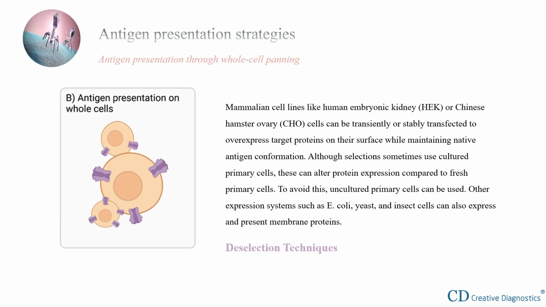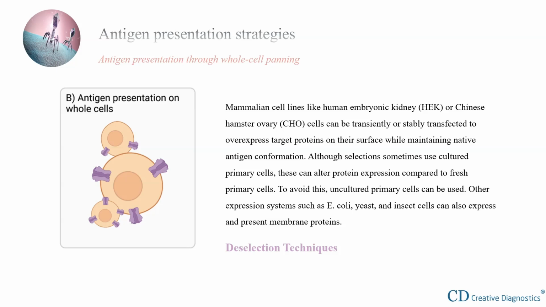Membrane proteins typically contain hydrophobic transmembrane regions and may be part of multi-subunit protein complexes. Therefore, when isolated from their natural environment, they often lose their native conformation. To preserve their structure, membrane proteins can be expressed on the cell membrane. Mammalian cell lines like human embryonic kidney (HEK) or Chinese hamster ovary cells can be transiently or stably transfected to overexpress target proteins on their surface while maintaining native antigen conformation. Although selections sometimes use cultured primary cells, these can alter protein expression compared to fresh primary cells.